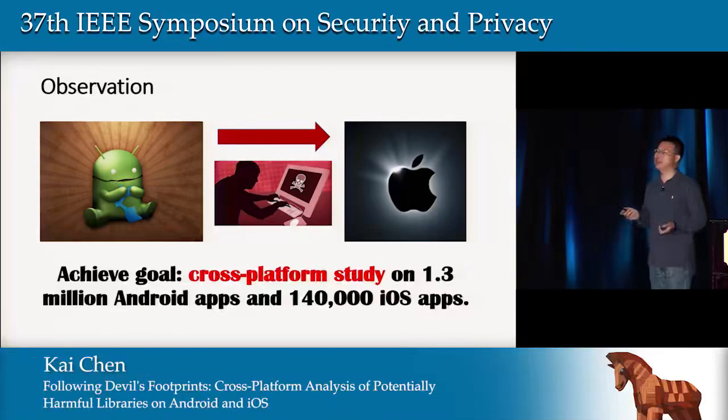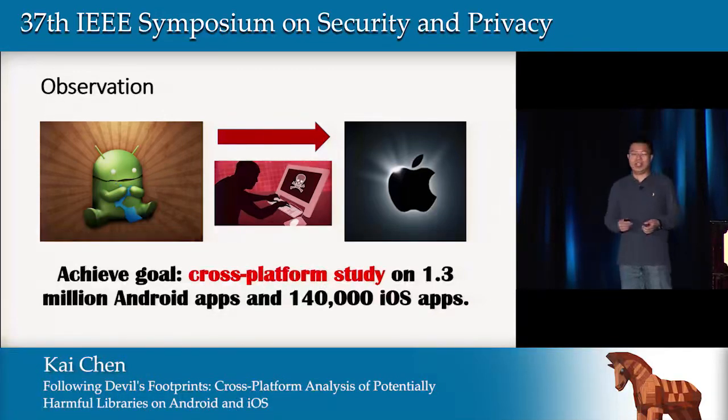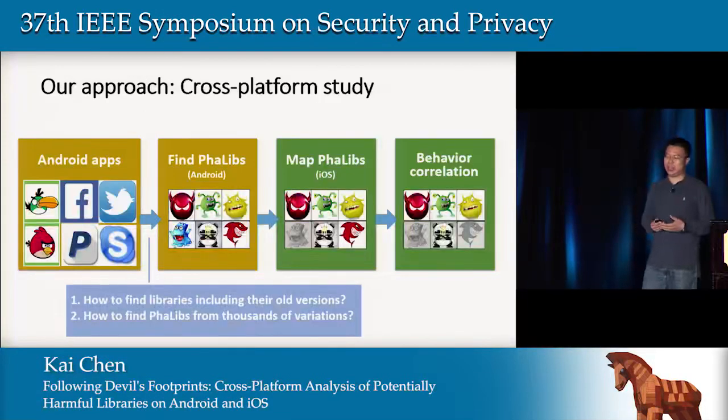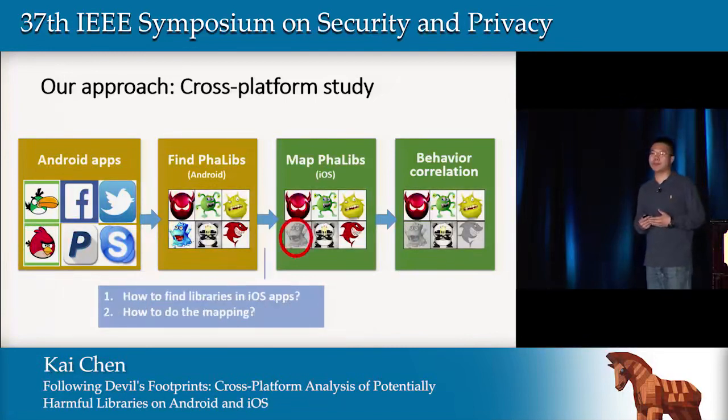In the end, we achieve our goal. We do a large cross-platform study on 1.3 million Android apps and 140,000 iOS apps. The study has four steps. The first one is to collect Android apps and extract the libraries from them. The second one is to check for potentially harmful libraries among those libraries that we have found. The third one is to do the mapping to the iOS side.